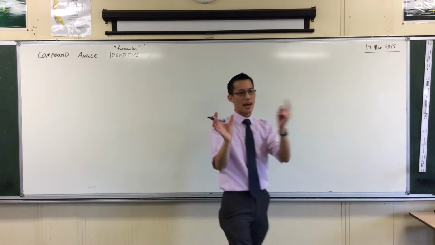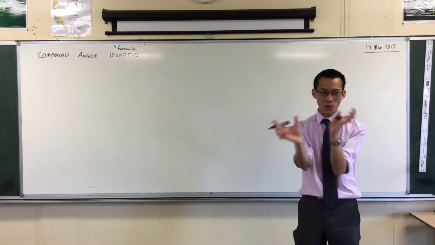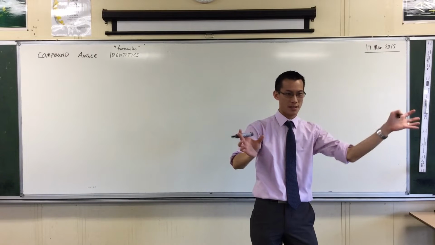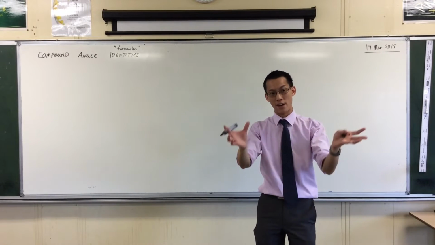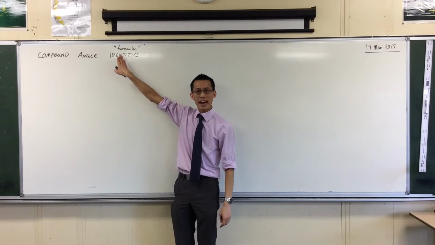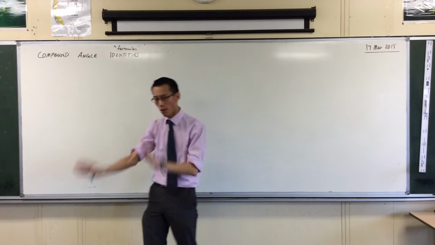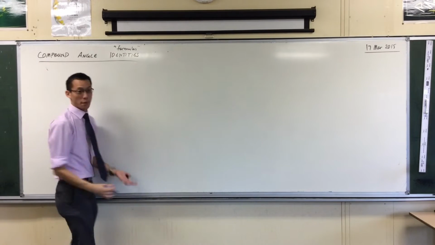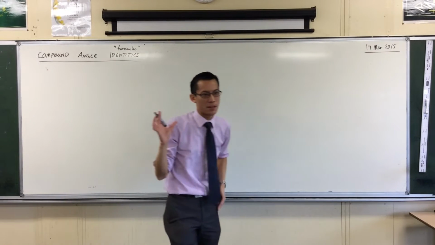What I'm going to show you is a bunch of things that are not just equal to each other sometimes. Sometimes we're looking for some values of x or some values of theta. This time I'm going to show you ones that are equal all the time, for all values of whatever angles you put in. So we have a name for them. They're called identities.